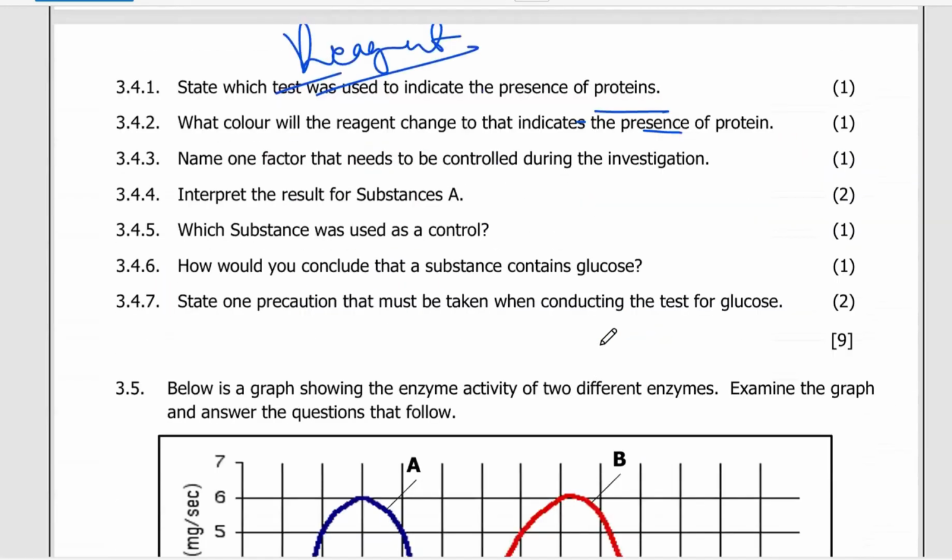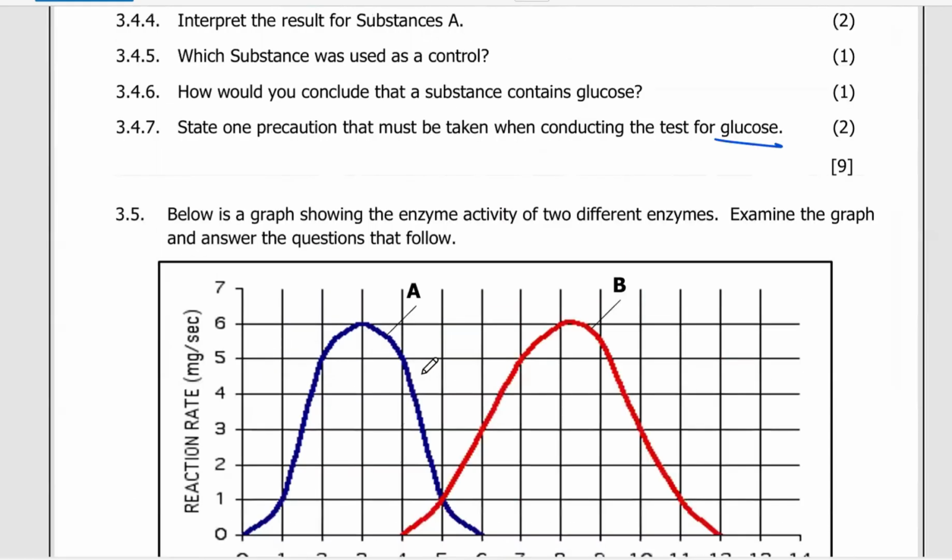Then we go to the next question. State one precaution that must be kept when conducting the test for glucose. So yeah, we have a lot. Remember, you are boiling it, therefore you put on a mask. You can use separate apparatus, spoons, to avoid cross contamination. You can talk about using test tubes with test tube holders. So you can talk about anything which can make you safe in the experiment.